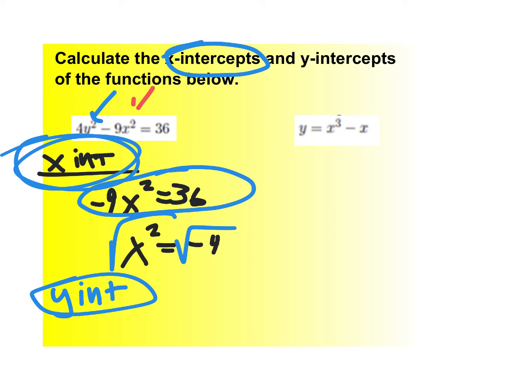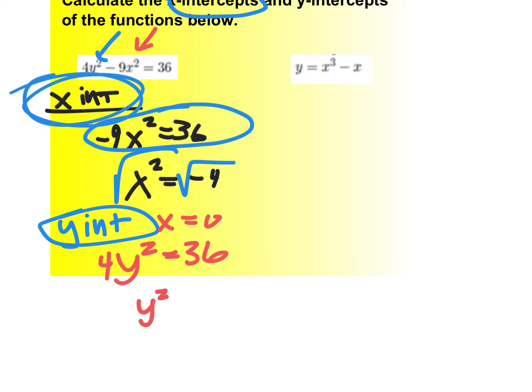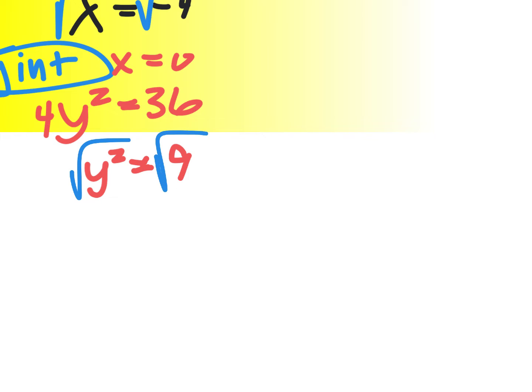So now I'm going to take and put 0 there, and I have 4y squared is equal to 36, because that whole piece dropped out when I put in x equal to 0. And now that one can be solved. Y squared equals 9, and sadly, some of you still don't know that there's not 2 square roots of 9. The square root of 9 is just 3.